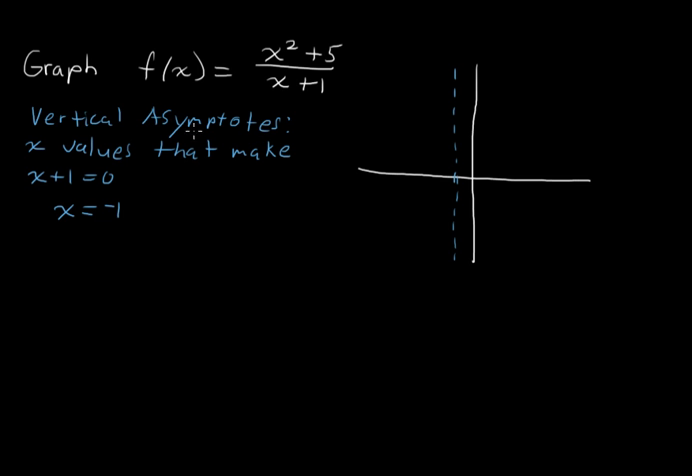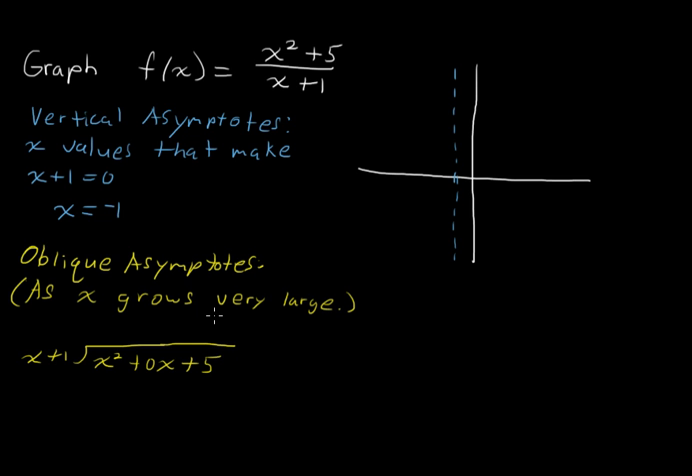Next, let's look at any other asymptotes. Let's take a look at possible horizontal, or in this case, oblique asymptotes. An oblique asymptote is very similar to a horizontal asymptote in that it looks at the graph as x grows very large. So what does the graph look like to the right or to the left as we zoom out very far away? The reason it's different from a horizontal asymptote is that an oblique asymptote is sometimes called a slant asymptote because it's going to have some slant to it.